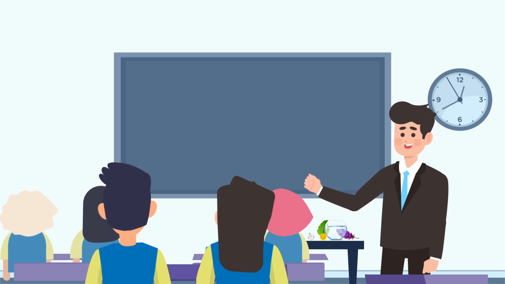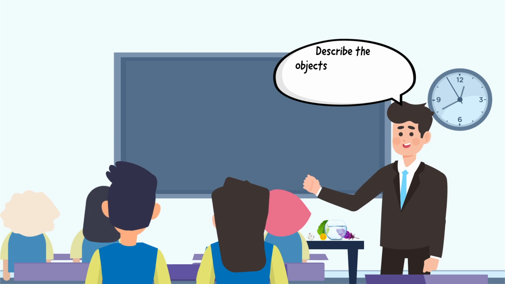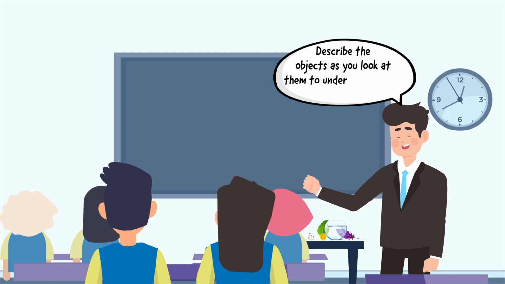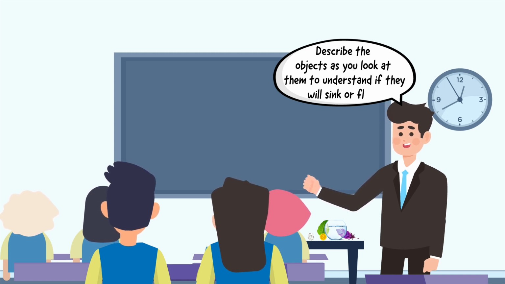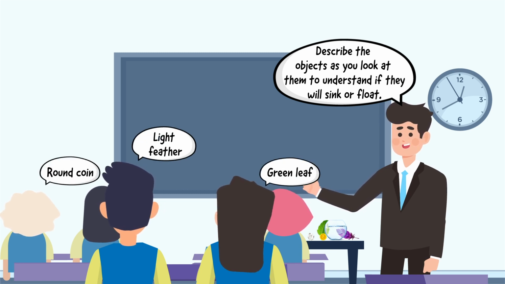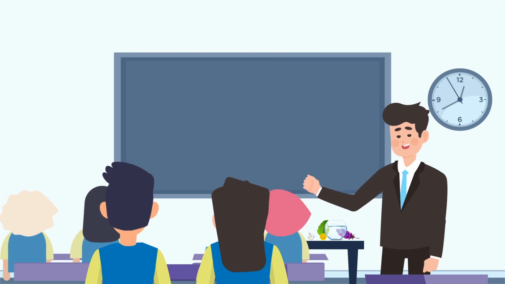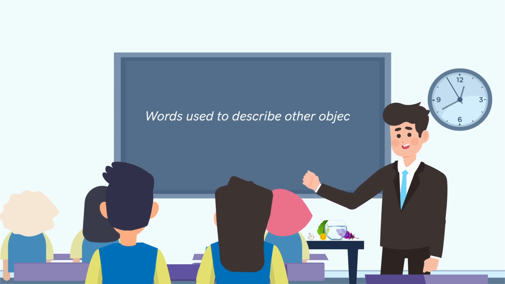We will ask the students to describe the objects as they look at them to understand if they will sink or float. We will display the coin, the leaf, and the feather and accept all words used by the students to describe them. We will conclude by informing the class that the words we use to describe other objects are called describing words.